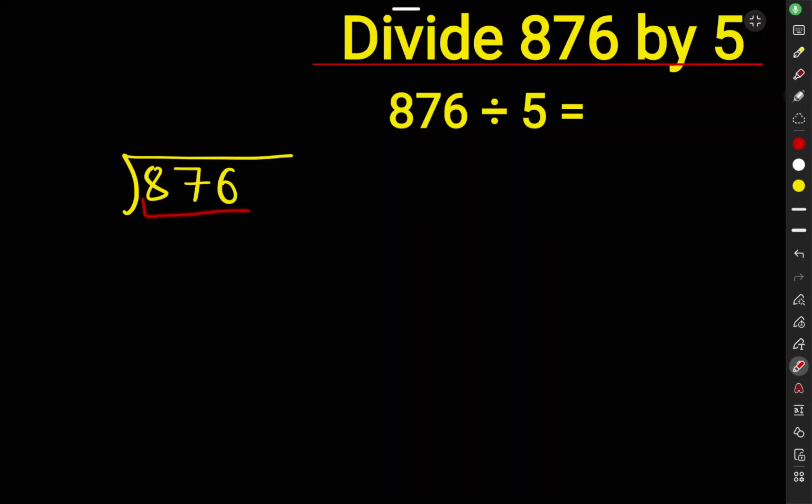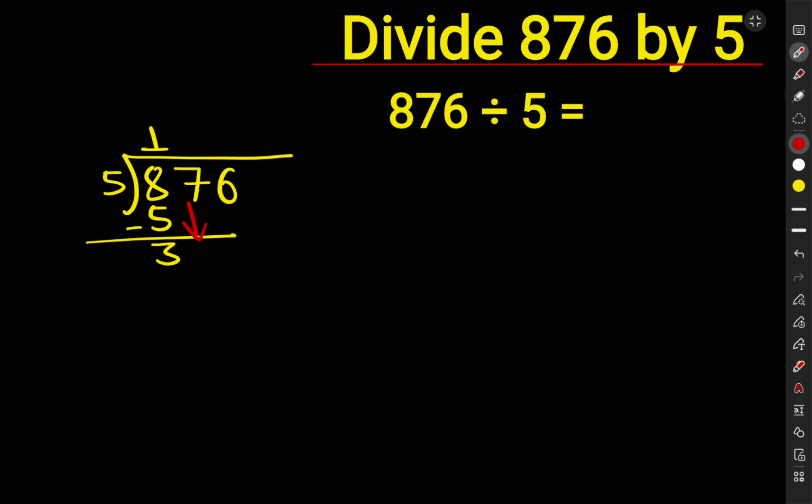Divide 876 by 5 in a long division method. 5 times 1 is 5. On subtracting we get 3.